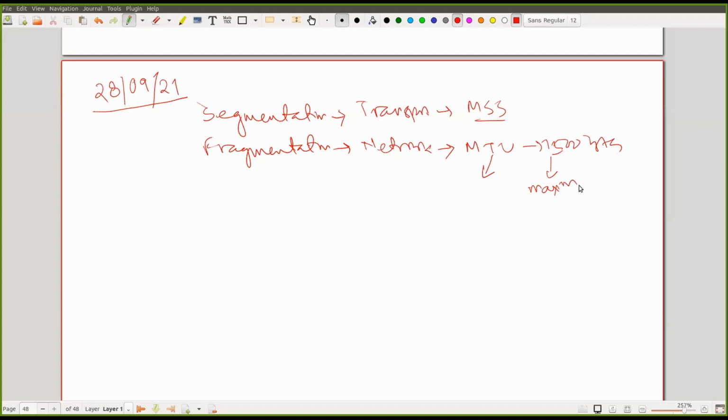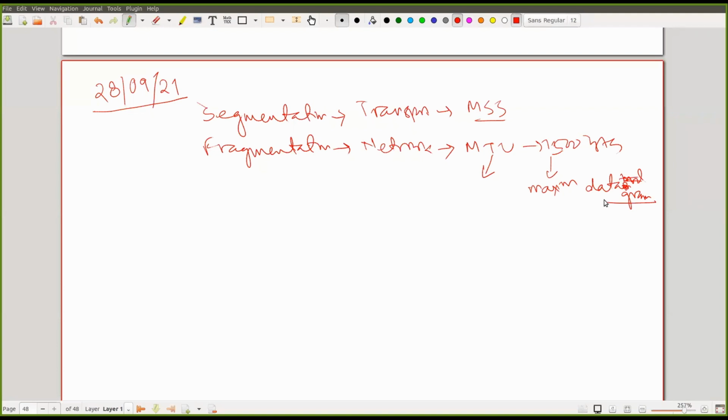Very good. So, maximum size of the datagram. Some of the time when I go and ask the students what this MTU is, they say maximum size of the packet. Some say maximum size of the segment. So that you should not be confused, it is the maximum size of the datagram. Exactly, you have to understand that.